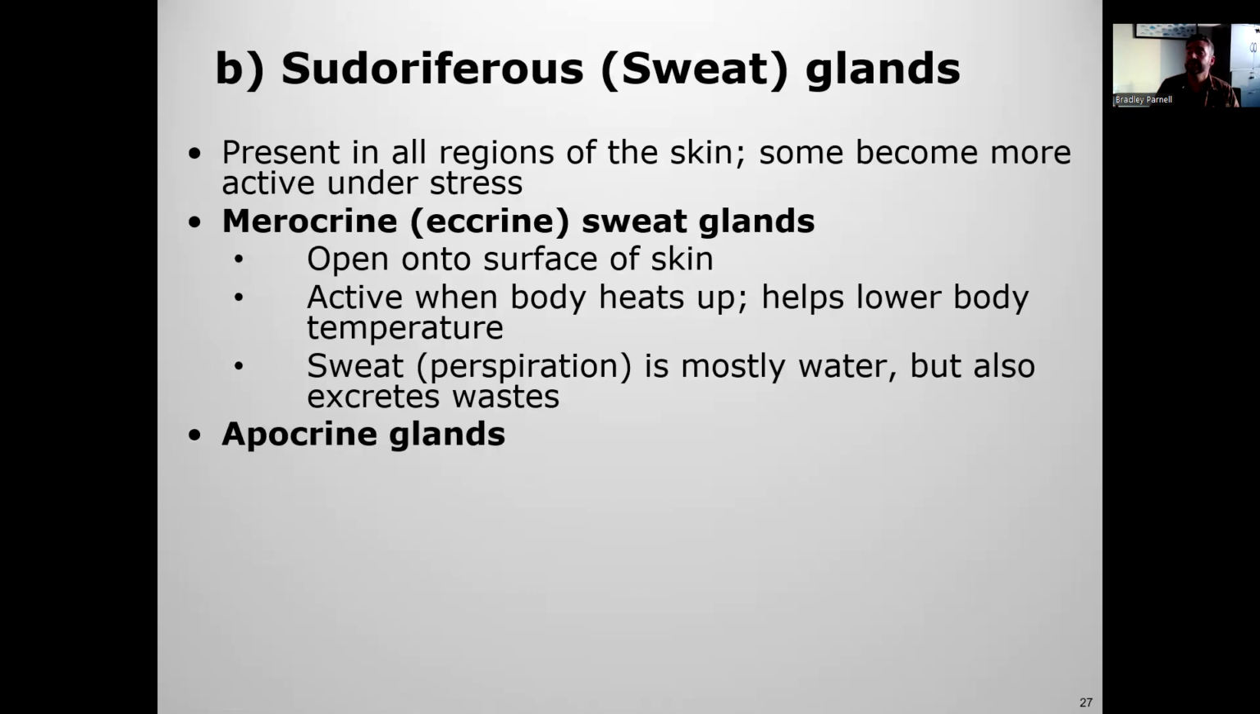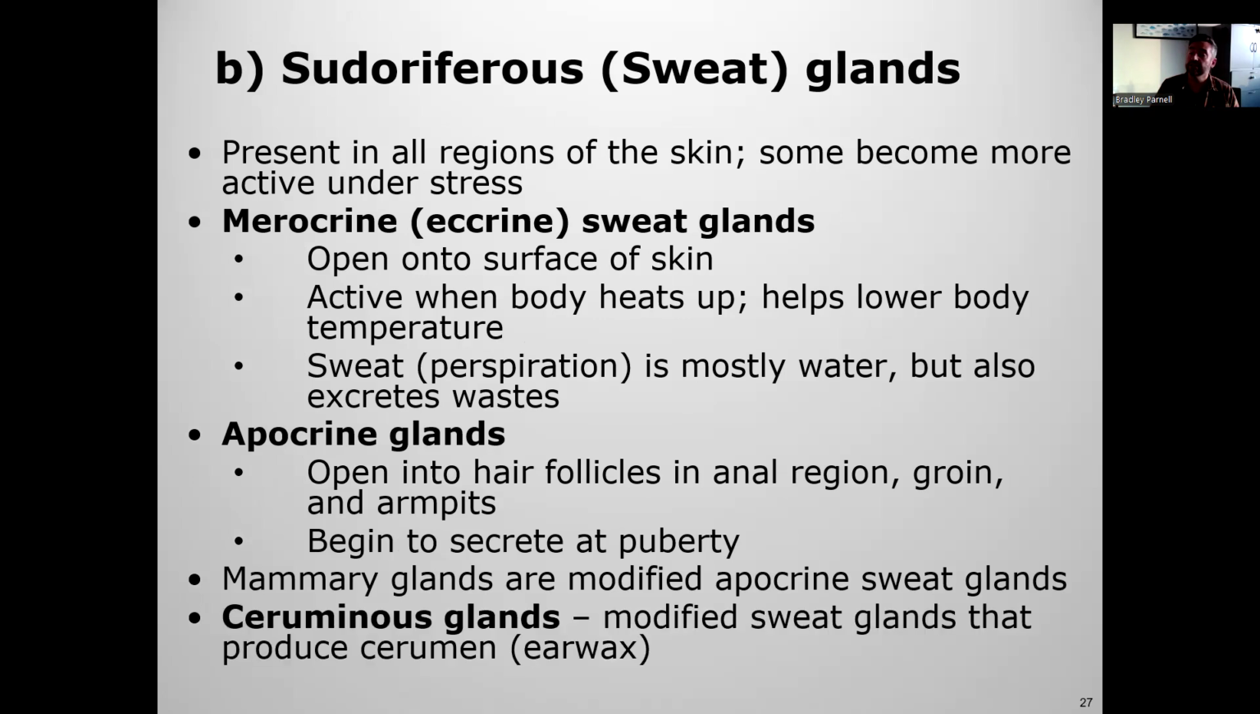Second type of gland is sudoriferous, which you guys know better as sweat glands. So sudoriferous is our anatomical term for sweat. There's two different types. There are eccrine sweat glands, which are the most common. These are 90% water that they're secreting. They're the ones that we use for temperature regulation. They're pretty much everywhere on the body. They are also merocrine in nature, so they secrete into a duct, and that duct goes to the surface of our skin. Apocrine glands are a little bit different.